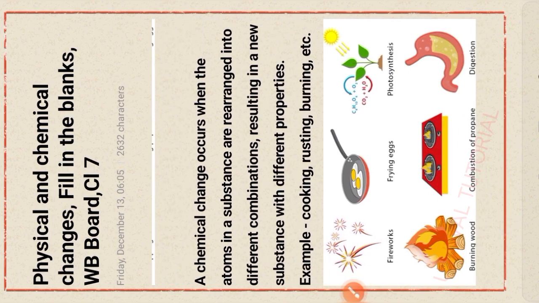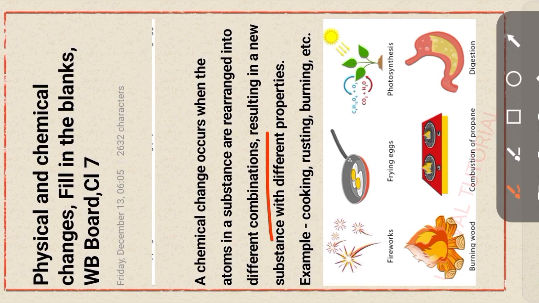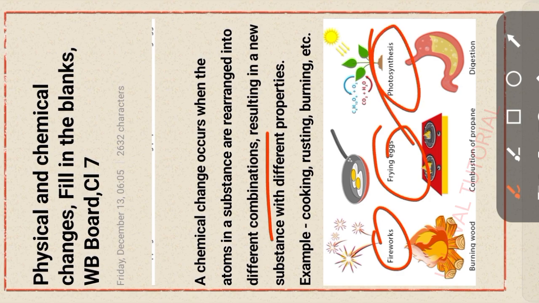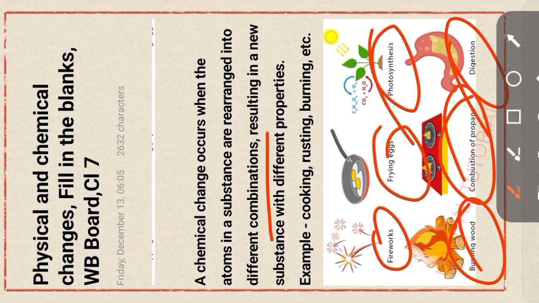A chemical change occurs when the atoms in a substance are arranged into a different composition, resulting in a new substance with different properties, for example cooking, roasting, burning, etc. Look at the picture: fireworks, frying eggs, photosynthesis in plants, burning of wood, combustion of propane, digestion. Okay, these are all examples of chemical change.